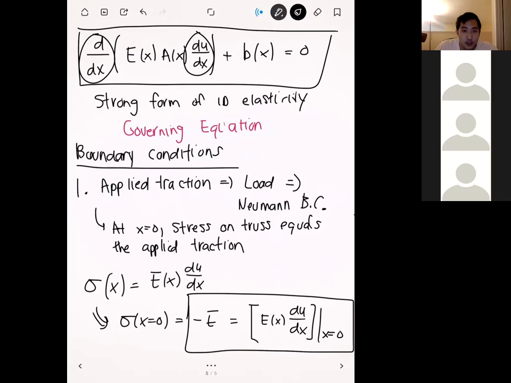And so basically when we apply this boundary condition, we're going to take our displacement solution, take the derivative of it, plug in x equals 0, multiply by the Young's modulus, and then set that equal to the traction. Any questions on this?